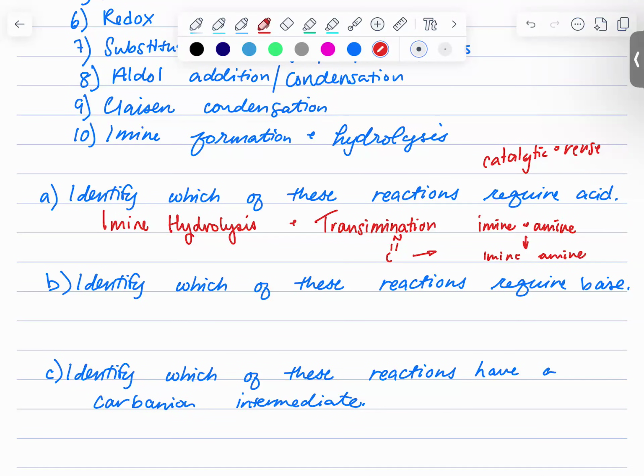But they will be different than your starting one. So if our imine had R1 attached and our amine had R2, at the end of a transamination, R2 would now be in our imine and R1 would be in the amine. Does that make sense? Other questions?